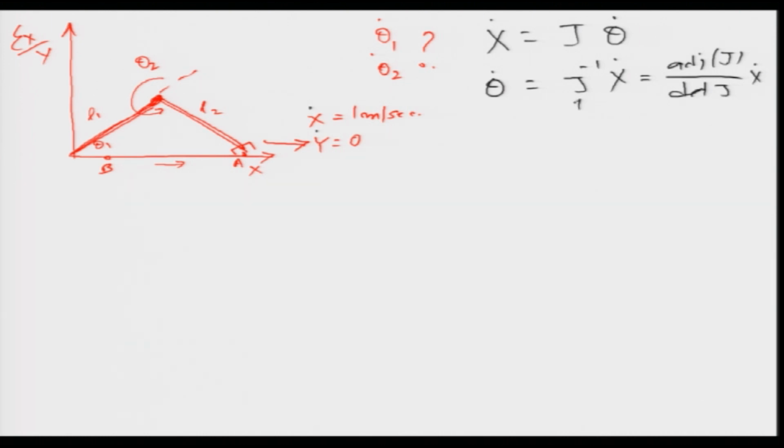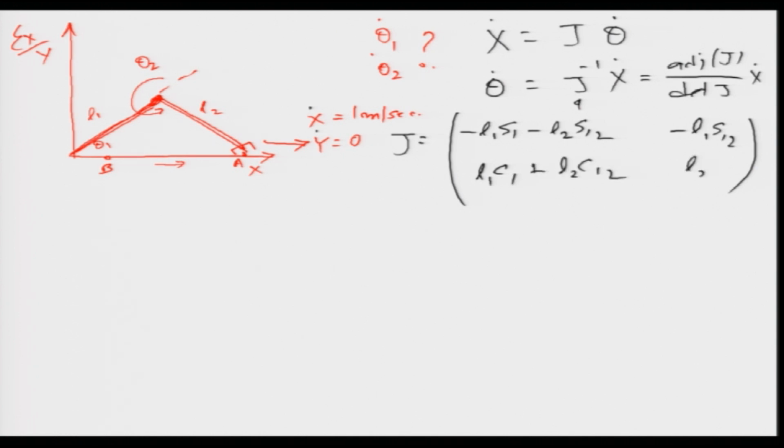Basically, what we need to do is find J, and we have just seen that J is equal to minus L1 sin theta 1 minus L2 sin theta 1 2, and minus L2 sin theta 1 2 in the first row, and L1 cos theta 1 plus L2 cos theta 1 2, and L2 cos theta 1 2 in the second row. That is my Jacobian matrix. Now we need to find the determinant of J, and we just saw that the determinant of J is equal to L1 L2 sin theta 2.